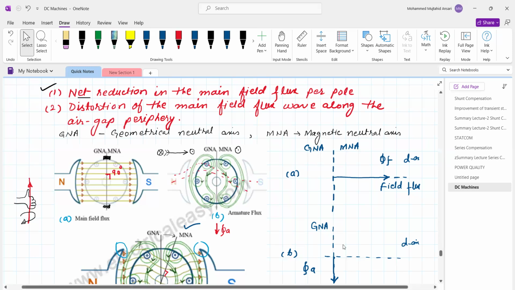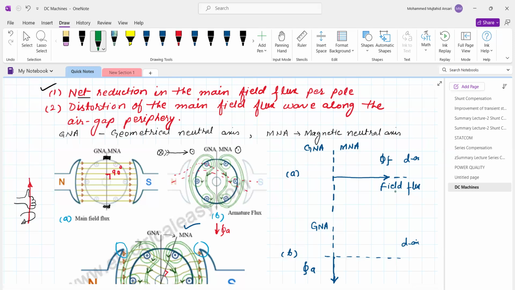So we found that under no load condition, this is your main magnetic flux, given by phi F, and this is the geometrical neutral axis and the magnetic neutral axis. Under no load condition, the geometrical neutral axis and magnetic neutral axis coincide with each other. Now, what is the magnetic neutral axis? It is the axis which is perpendicular to the magnetic flux. So here this is the magnetic flux and this is perpendicular.